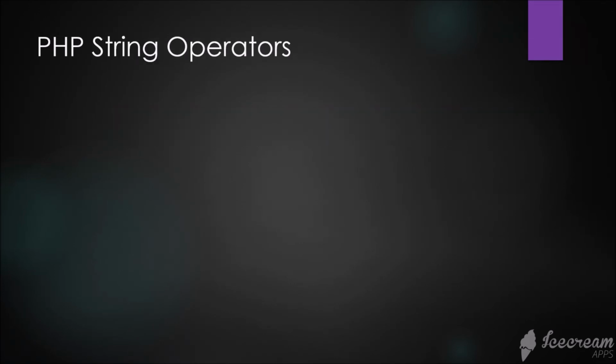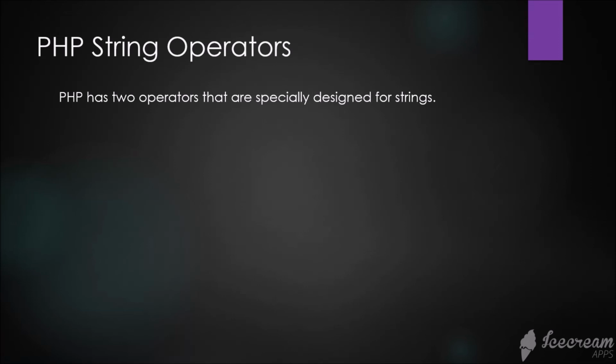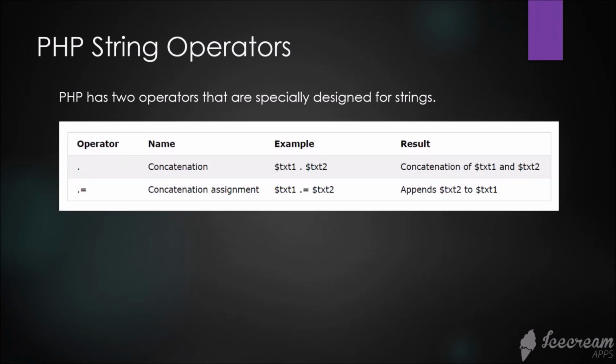Okay, so this will be the last part of the operators that we have. So, PHP String Operators. So PHP has two operators that are especially designed for strings. Okay, so we have this one. First, the concatenation, wherein we try to concatenate yung both variable, tulad nito. Then we have naman yung concatenation assignment. So it implements yung sinasabi nating assignment operators. Okay, so wherein it try to append text2 to text1. Okay.